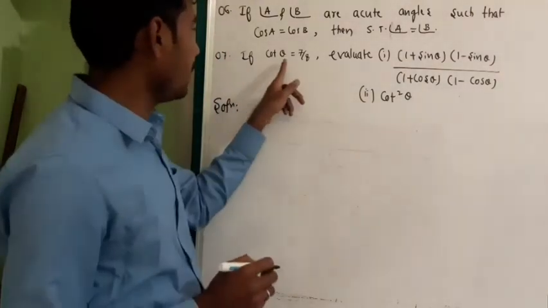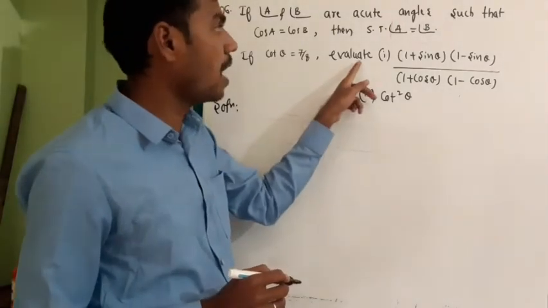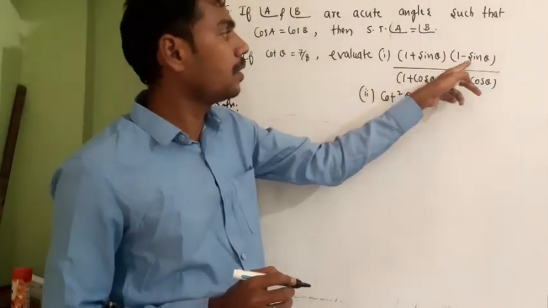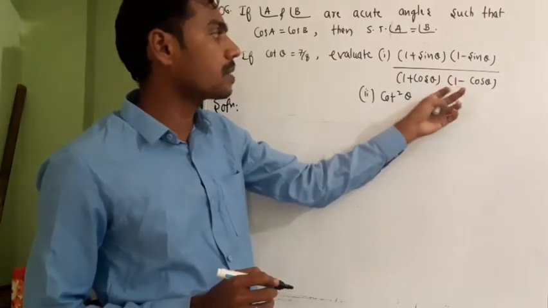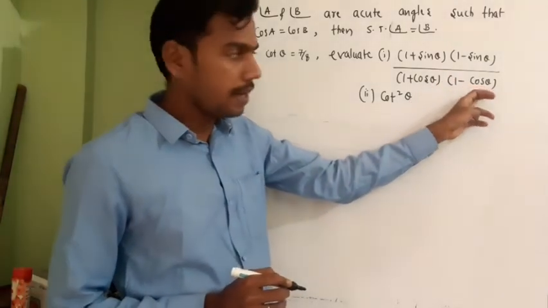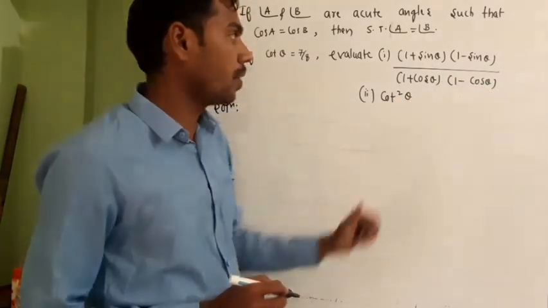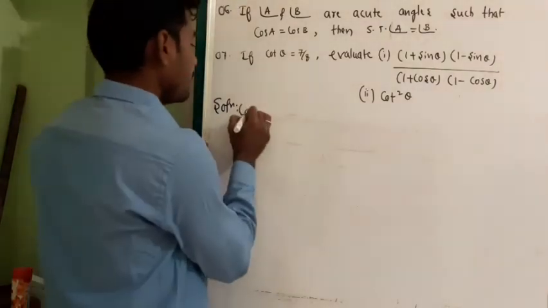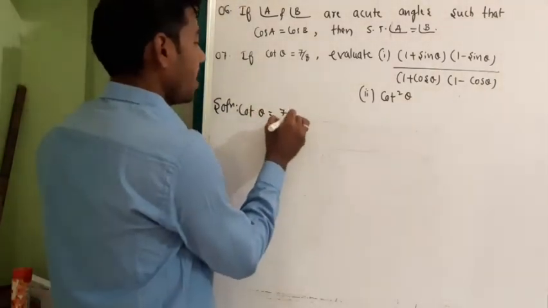If cot theta is equal to 7 by 8, we need to evaluate (1 plus sin theta)(1 minus sin theta) divided by (1 plus cos theta)(1 minus cos theta), and cot square theta. See, what is given to us? Cot theta is equal to 7 by 8.